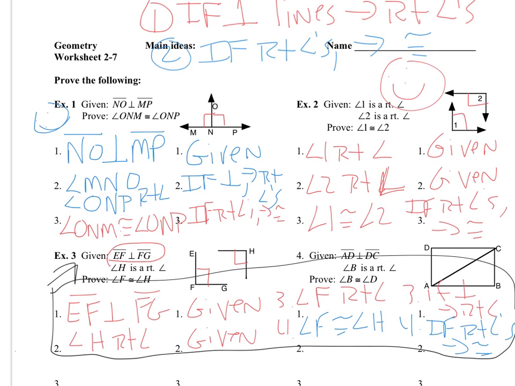So our 2 main ideas today are: if perpendicular, then right angles. If right angles, then congruent. You can see I did 3 different examples. The first page will be those 2 main ideas, and then there's some combined problems on the back. So please complete 2-7 in class and then for homework.